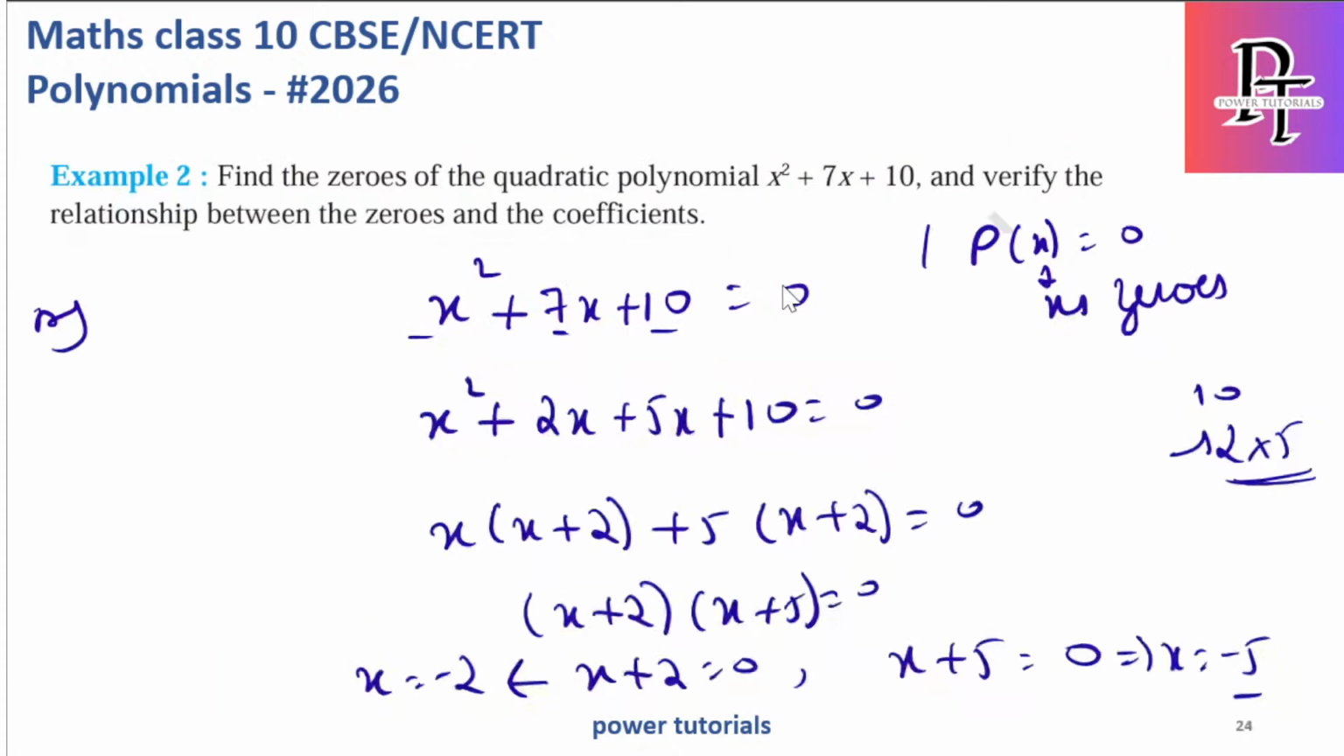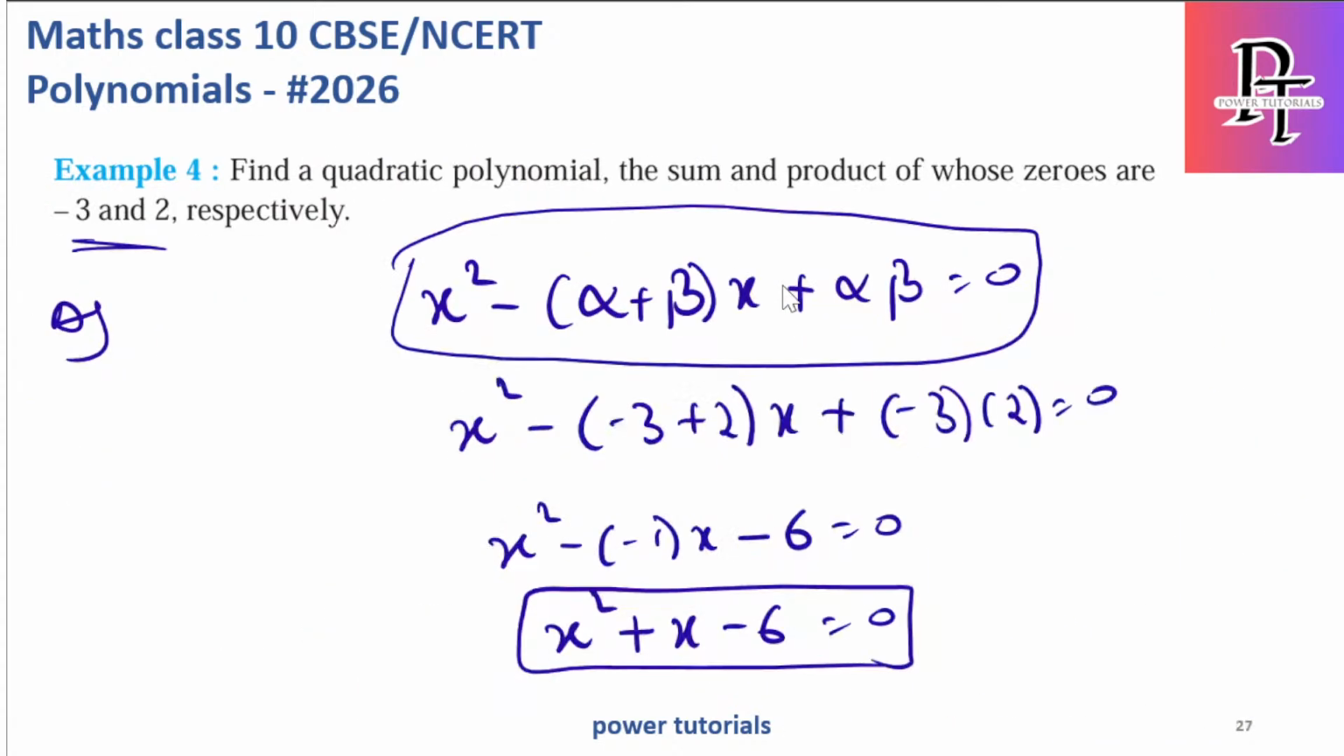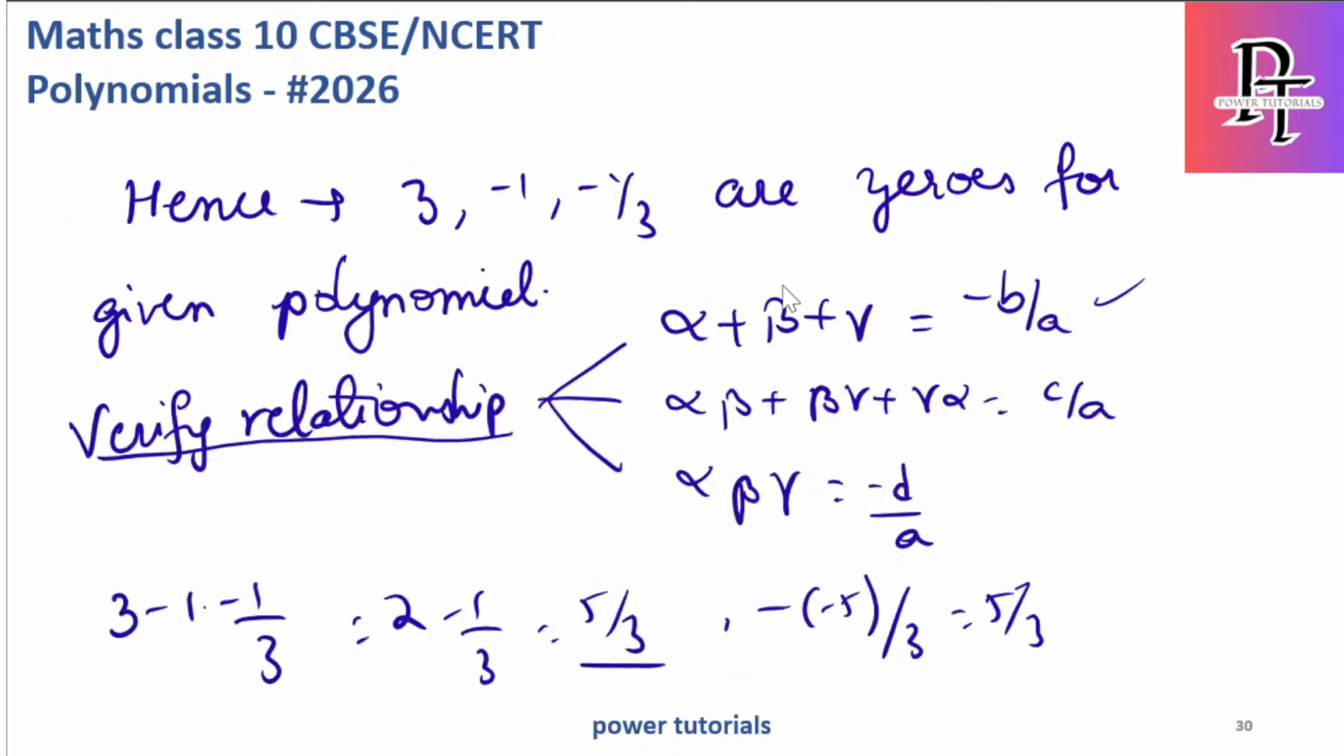Then we covered a few example questions where they have provided the quadratic polynomial and are asking you to find its zeros, and also to verify the relationship between zeros and coefficients. To verify the relationship, we find alpha and beta. Alpha plus beta is equal to minus b by a. At the same time, alpha into beta, that is the product of zeros, is equal to c by a. So those two we have to prove. These example questions are not covered in this video. You can refer to those videos. I'll keep them in the description.